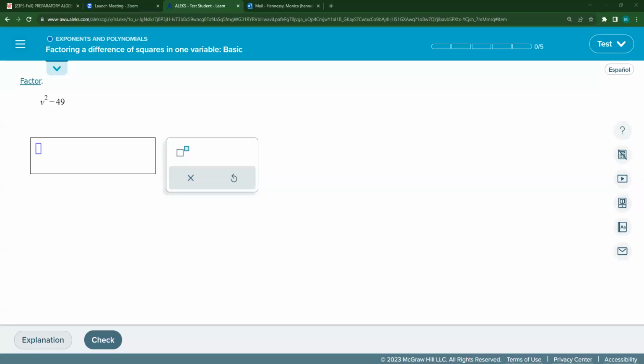All right, factoring a difference of squares in one variable, basic. These are following a pattern, so you have to have certain things. They have to meet the criteria to be a difference of squares. You need everything to be a perfect square.